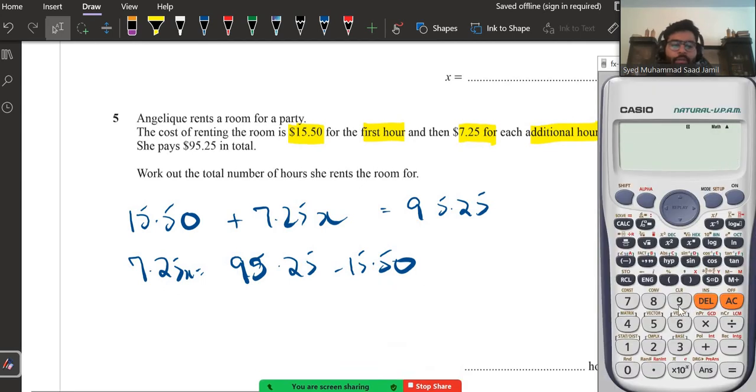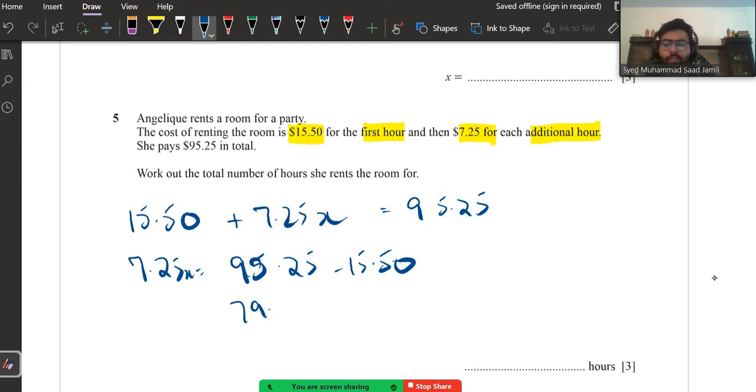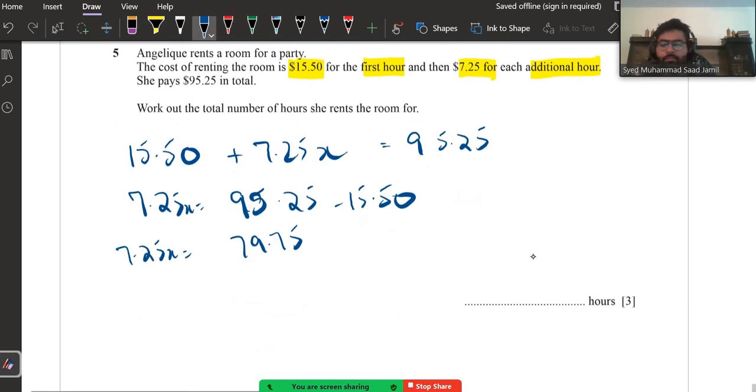Let's use our... Yeah, different method for this question. We'll discuss your method as well, no problem. Let me solve, then we'll discuss your method as well. So it's 79.75. 7.25x is equals to 79.75. X is equals to 79.75 divided by 7.25.